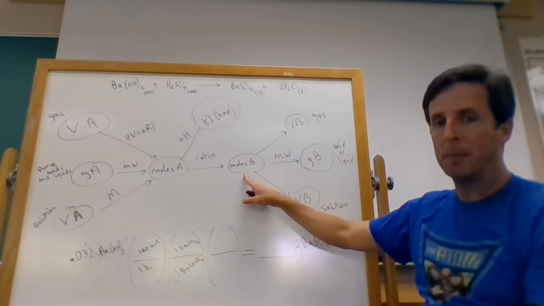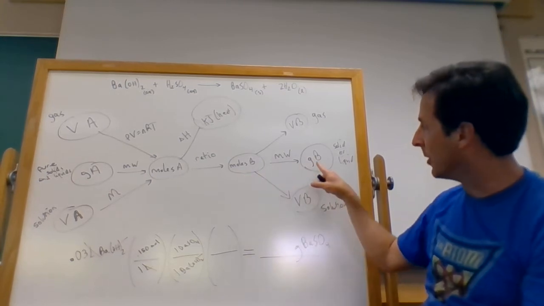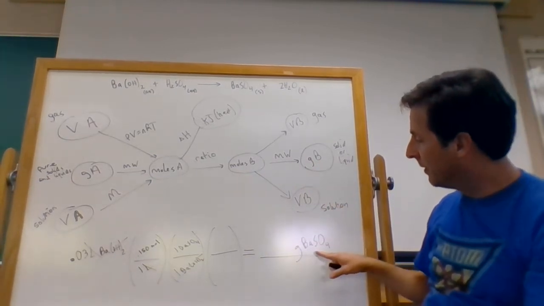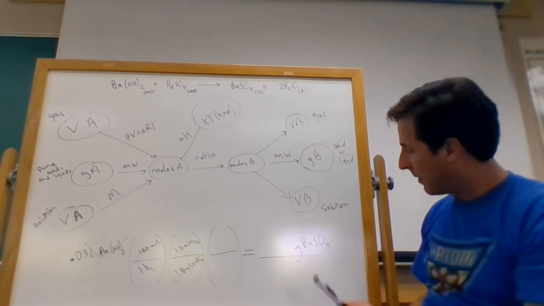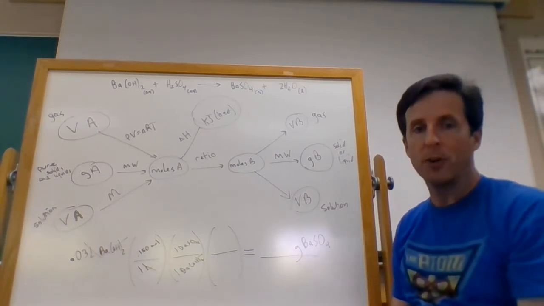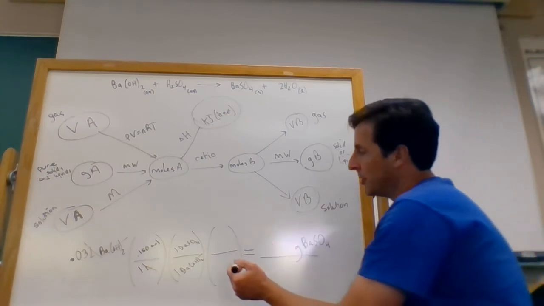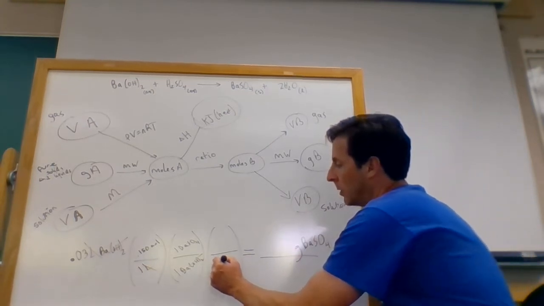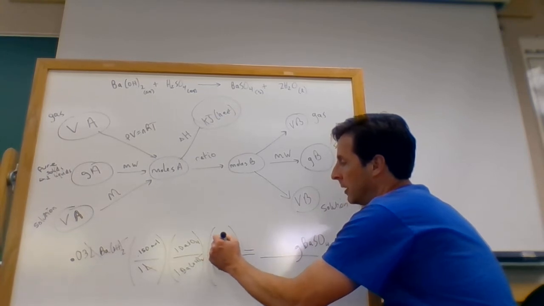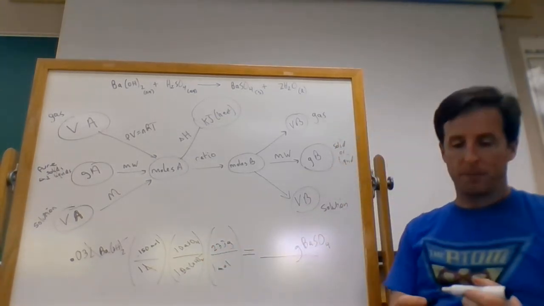Now I'm here on my map. My last step, I want to go to grams of barium sulfate. So I have to add up the molecular weight. I'm pretty sure the molecular weight of that is 233. There may be a decimal or something, but I'm not worried about it. So 1 mole is 233 grams of barium sulfate.